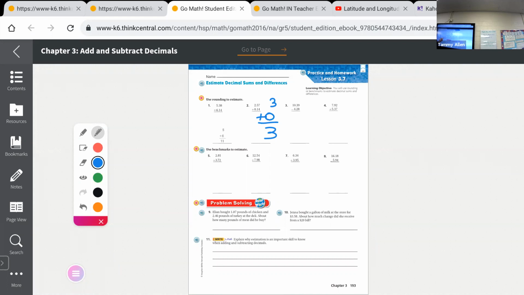All right, so number 3, I would assume rounding to nearest whole number. 10 minus 4 gives us 6. Yes? Okay. And number 4, 8 plus 5 gives us 13.